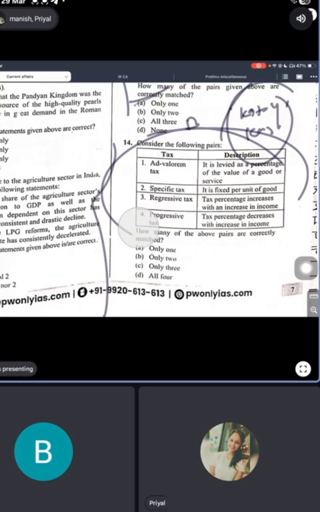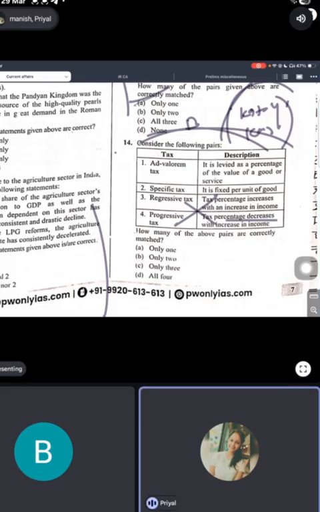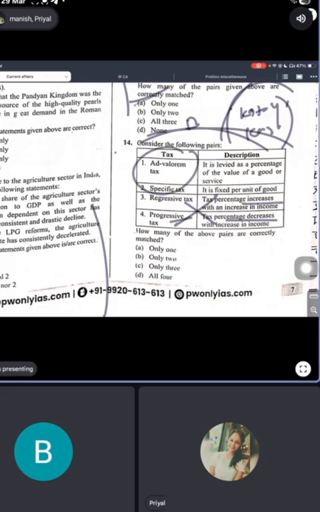Yes, the answer will be even. Now see what they have done. They have interchanged both. Regressive means what? The tax percentage decreases. And progressive means what? Correct, increases. And these two are right.